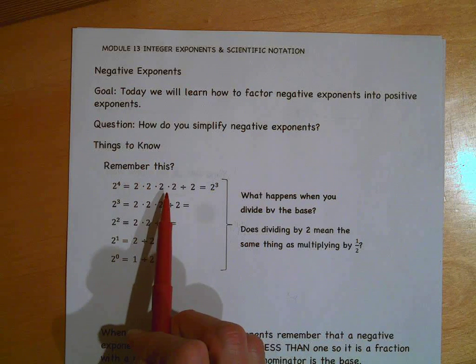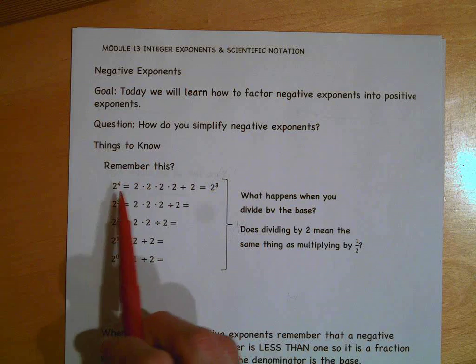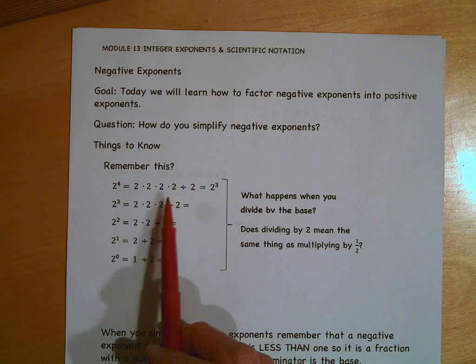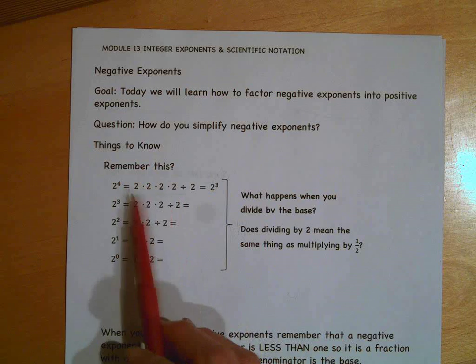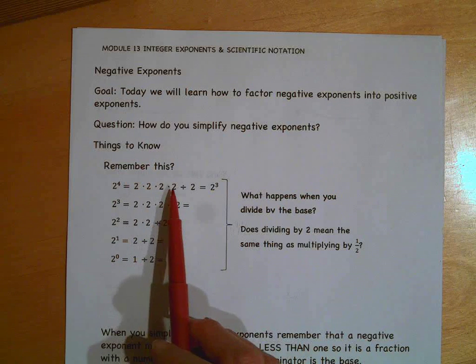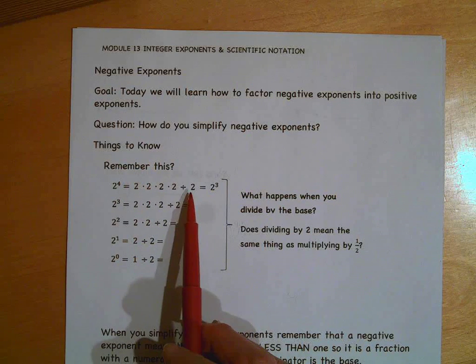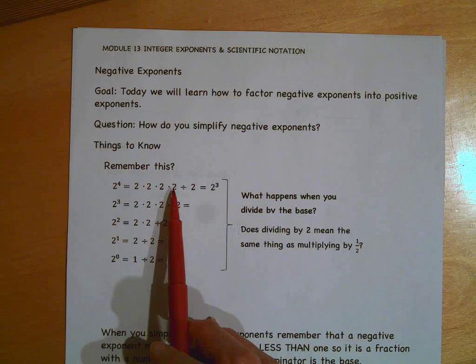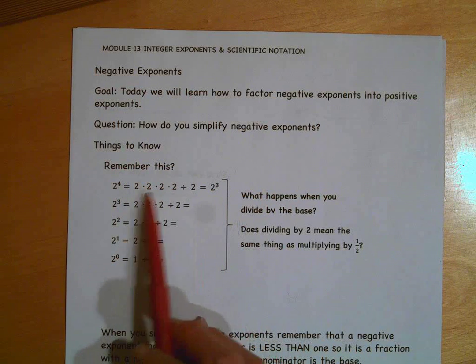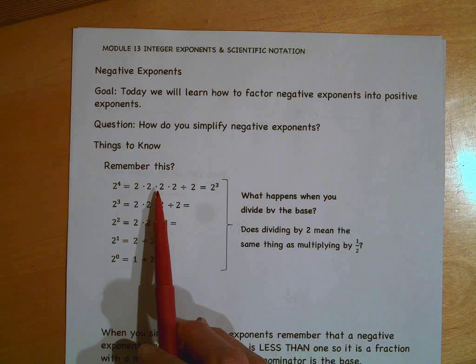Then what I had you do after you wrote it out in expanded form is I actually had you divide it by the base, and the base is 2. So if we take 2 times 2 times 2 times 2 and we divide it by 2, you end up with 2 to the 3rd, because this 2 would simplify this 2 to 1, and then what you would have left are the 3 2's.